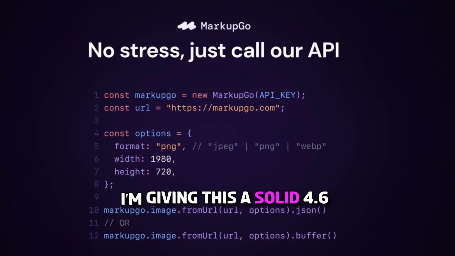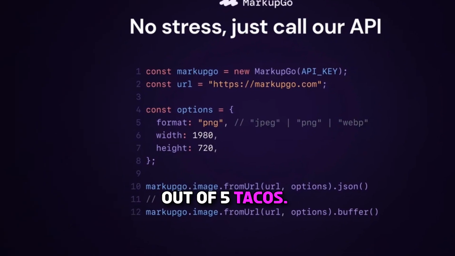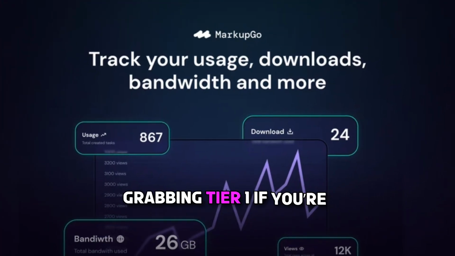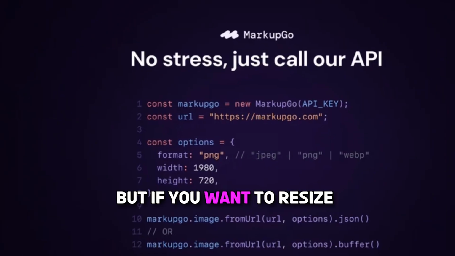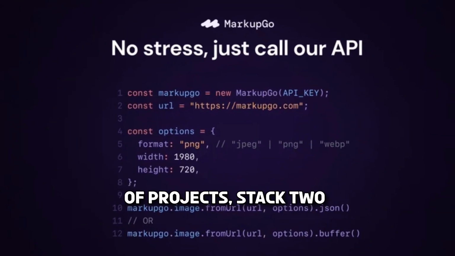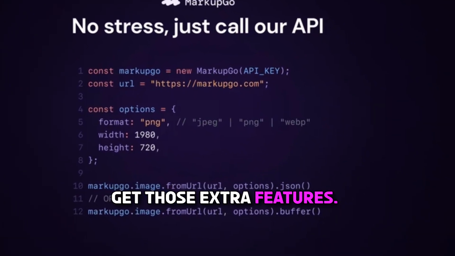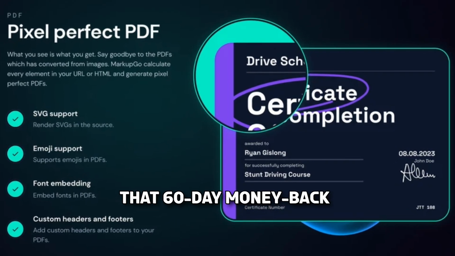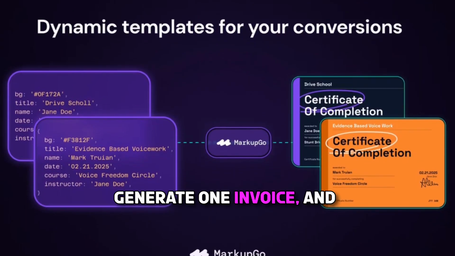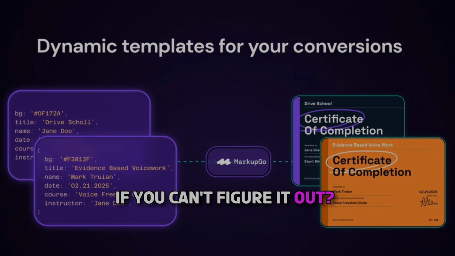I'm giving this a solid 4.6 out of 5 tacos. Personally, I'd recommend grabbing Tier 1 if you're solo, but if you want to resize images or you have a lot of projects, stack 2 codes for $98 to get those extra features. And look, AppSumo has that 60-day money-back guarantee. So you can buy it, try to generate one invoice, and if you can't figure it out, just refund it, no risk.